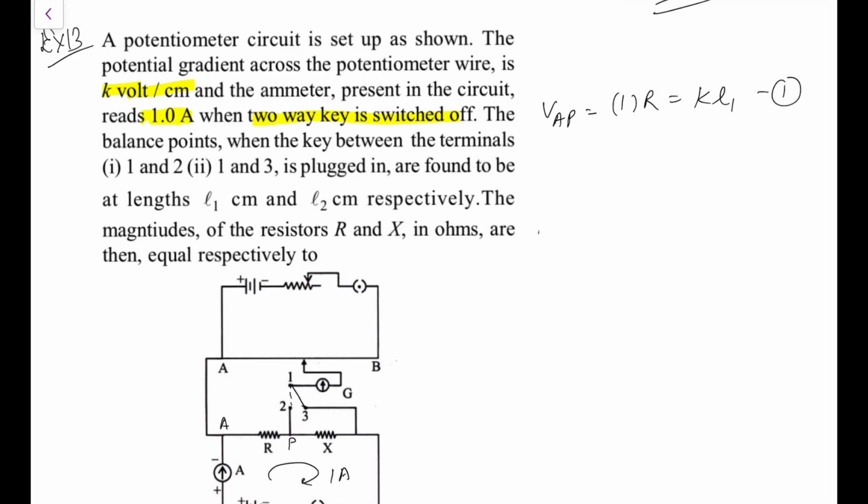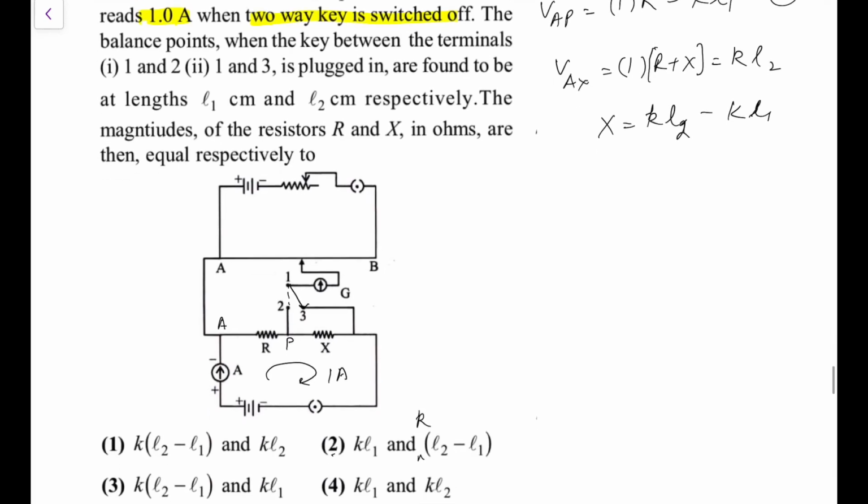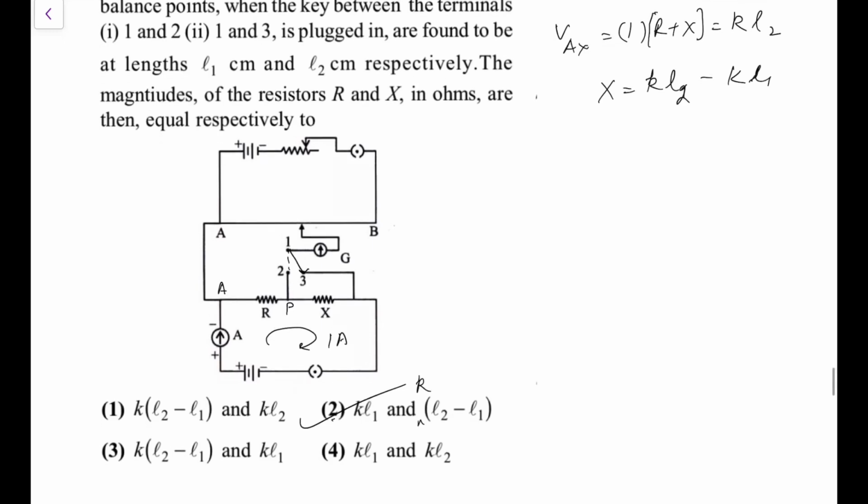And when 1 is joined to 3, we will have VAX. VAX would be 1 into R plus X, that is L2, KL2. So what you need is the value of R and X. So R is KL1, and put it in, X would be KL2 minus R, that is KL1. So KL2 minus KL1, that is X. So going by this, go for the second option, that K was missing here in the print. So you can do this.